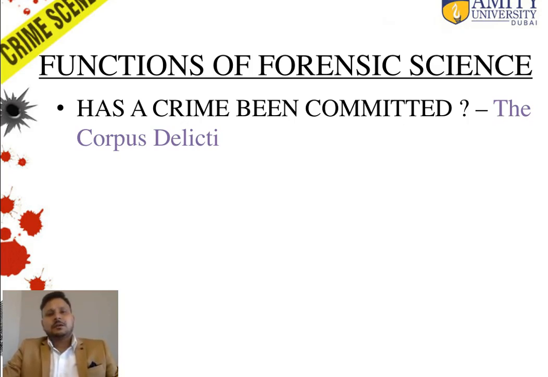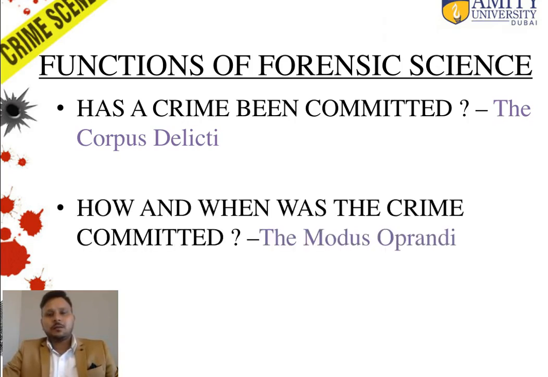So, has the crime been committed? This has to be answered by the forensic expert. Then, how and when was the crime committed? Once it is established that the crime has been committed, then how? What was the modus operandi, the mode of operation? It has to be established by looking at the evidences, by looking at the sequence of events and other analytical reports from the evidences, how and when the crime was committed.